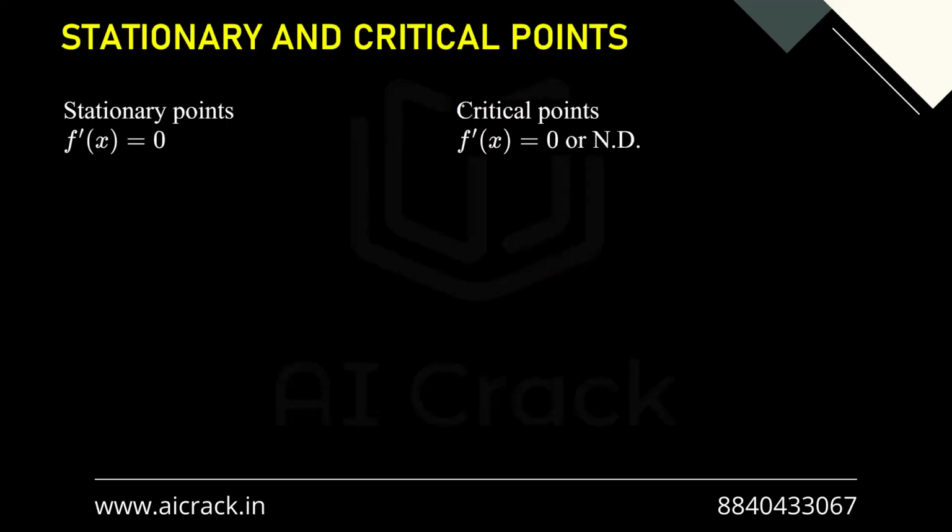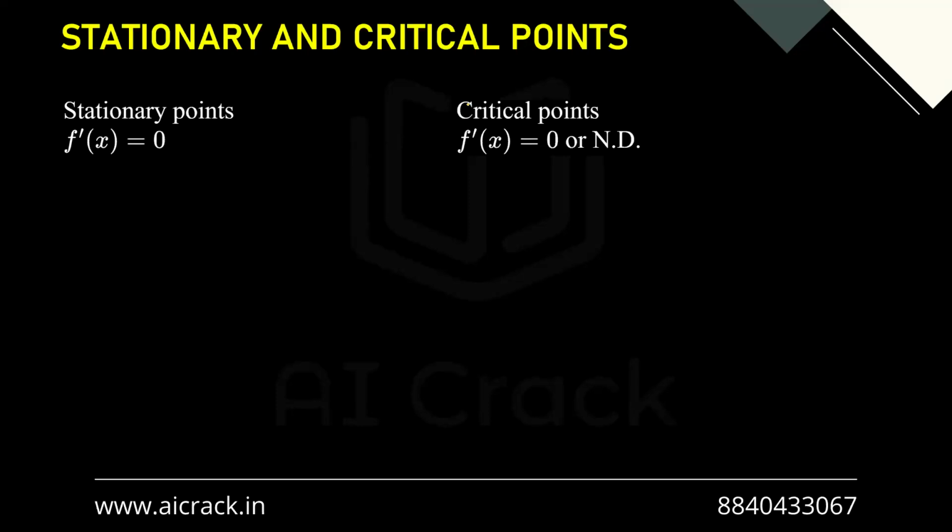Okay. Now let's talk about stationary and critical points. In the previous slides, we have chosen points like A and B to find out if they have a local minima or local maxima. But how were we choosing those points? We were choosing those points because they were either stationary points or critical points, right? So that's why we were choosing them. But what is the criteria for choosing those points only?